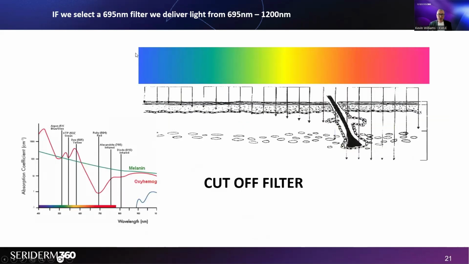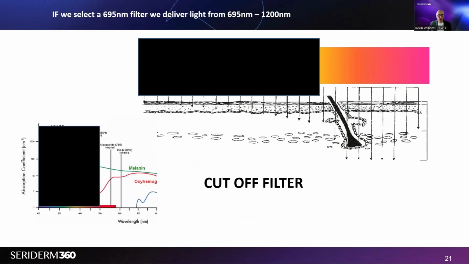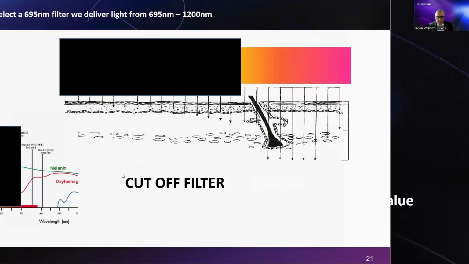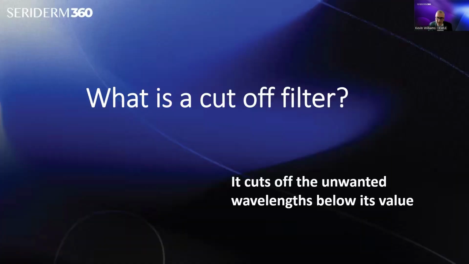And then if I want to perform hair removal, I want the light to go deeper and I want it to be preferentially absorbed by melanin. So if I choose a 695 filter, I can block the light below 695. So now what I can do is deliver the energy and have it preferentially absorbed in melanin. And again, if I put pressure on, I can reduce the absorption in blood so I can maximize absorption in melanin.